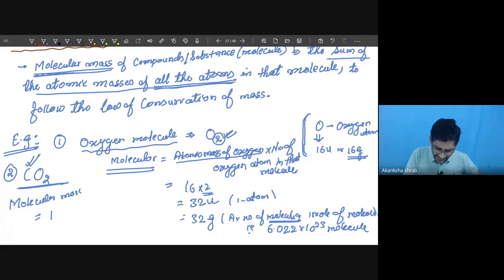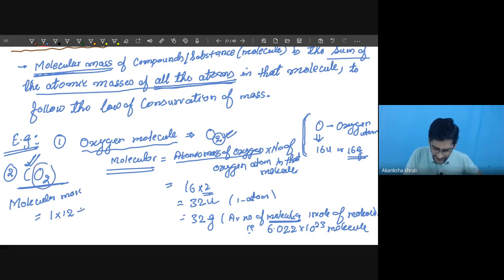So this one atom of carbon has to be multiplied with its atomic mass of carbon. The atomic mass is 12, this much. So carbon is now over. Carbon mass is considered.